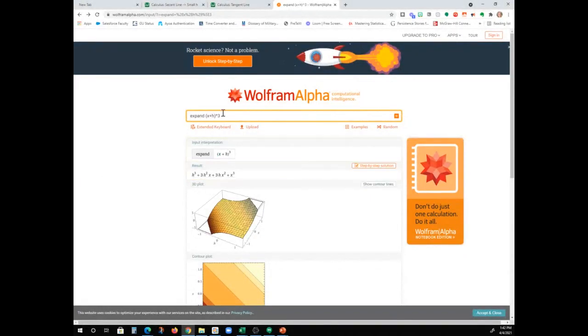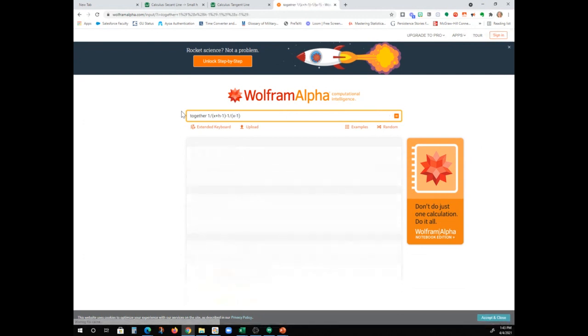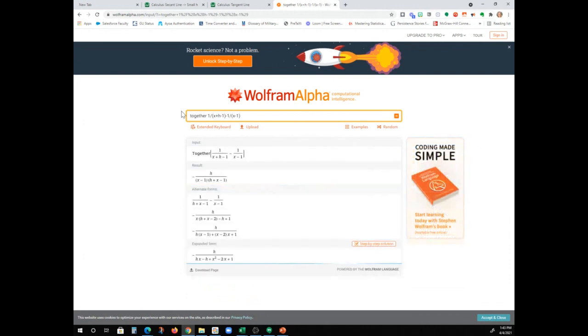So in order to do that, instead of using the word expand, you use what is called together, because you basically want to take those two fractions and combine them. So we are doing together of 1 over x plus h minus 1 minus 1 over x minus 1. It's really important to have the parentheses in the right place so it does what you want it to do. So I hit enter.